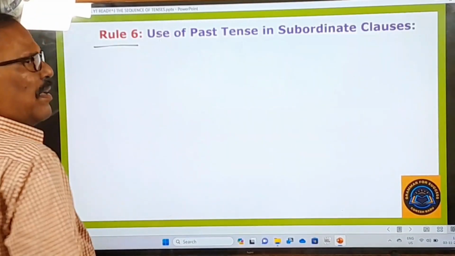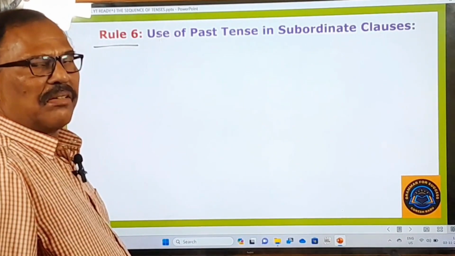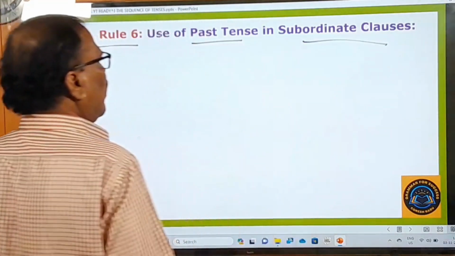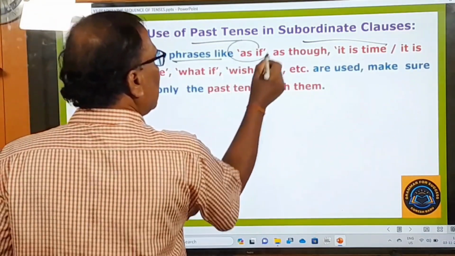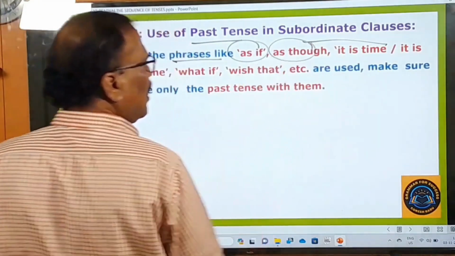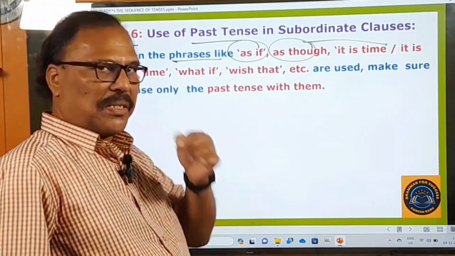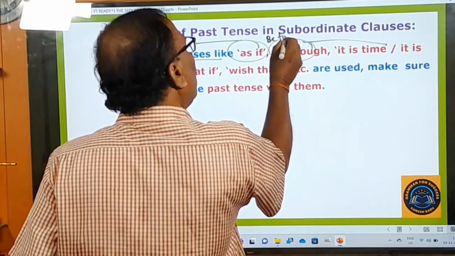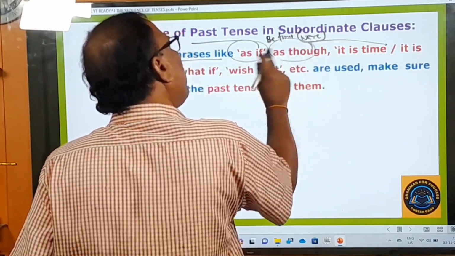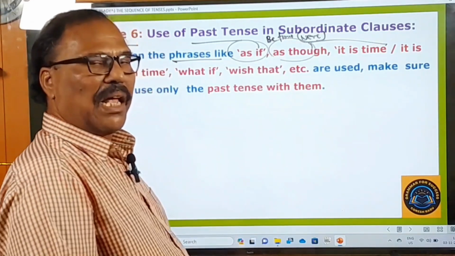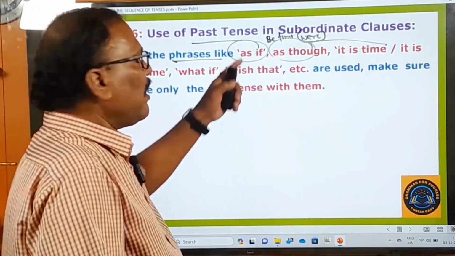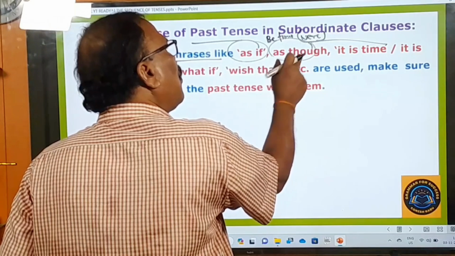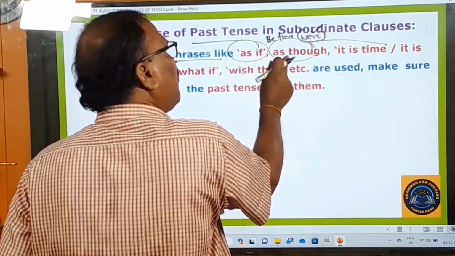Rule 6. This is the last rule of this sequence of tenses: use of past tense in subordinate clauses. When the phrase is like as if or as though, with these two conjunctions we use only past tense. If you have to use the be form, you must use only were, whatever the person. I takes the helping verb in the past tense was, but here you say I were. He, she takes was, but you say were. So with as if and as though, you use only the be form were, whatever the person.